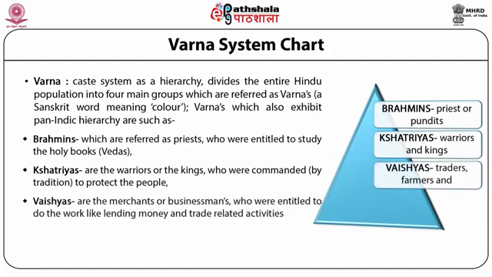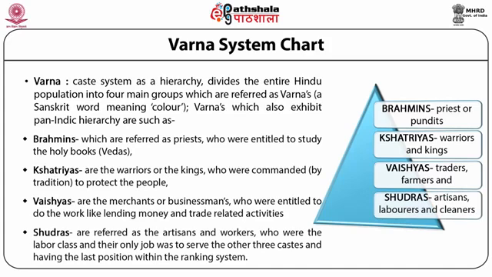Vaishyas are the merchants or businessmen who are entitled to do work like lending money and trade related activities, having the third position on the ladder-like hierarchical system. The fourth are the Shudras, referred to as the artisans and workers, who were the labor class and whose only job was to serve the other three castes, having the last position within the ranking system.